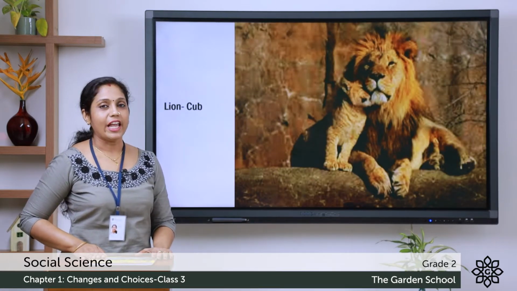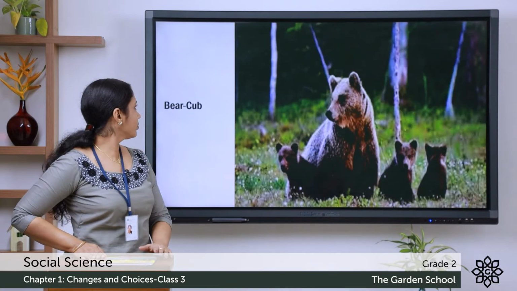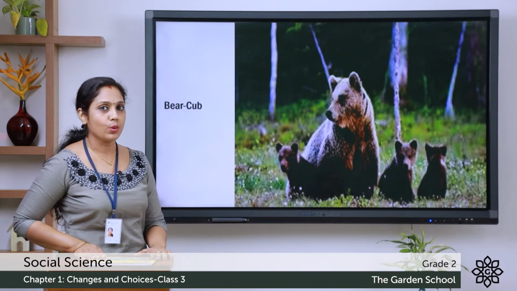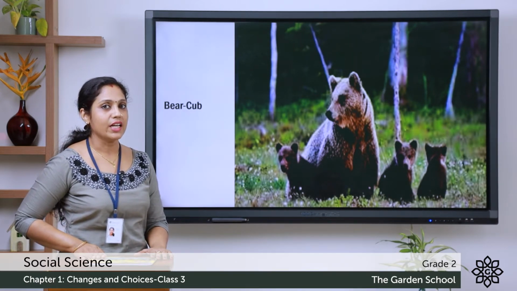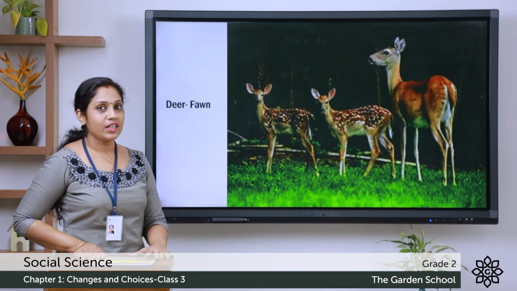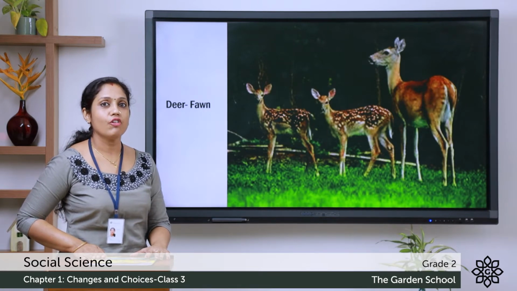The lion, young one of a lion is called cub. Here we can see a bear and a cub. So what is the young one of a bear called? It's a cub. A deer, it's a fawn. What is the young one of a deer? It is fawn.